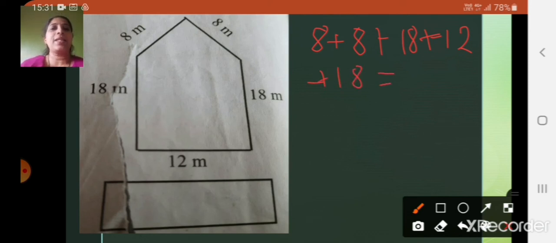8 plus 8 is 16. 16 plus 18 is 34. 34 plus 12 is 46. And 46 plus 18 is 64. So you will write the answer as 64 meter, because here the unit is given as meter, whereas in the other figures it was given as centimeter. So always see what unit is given. Okay children?